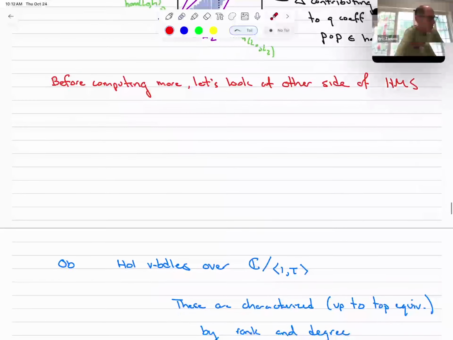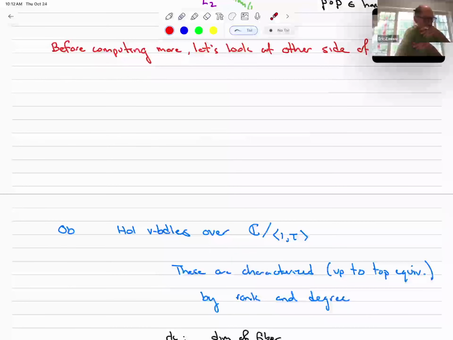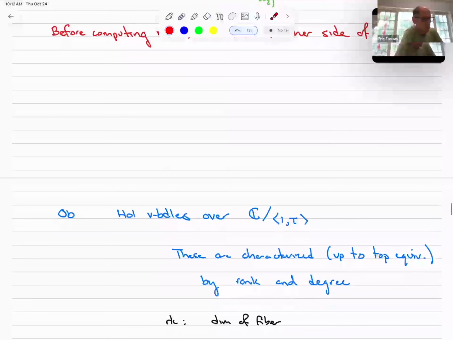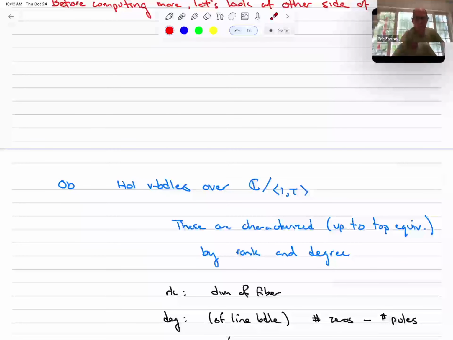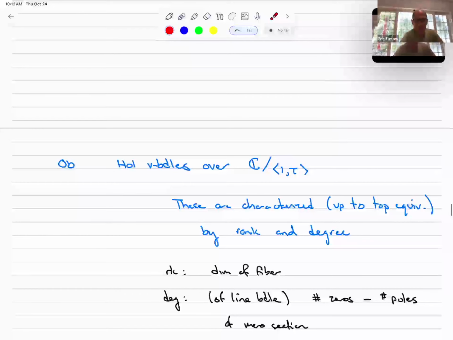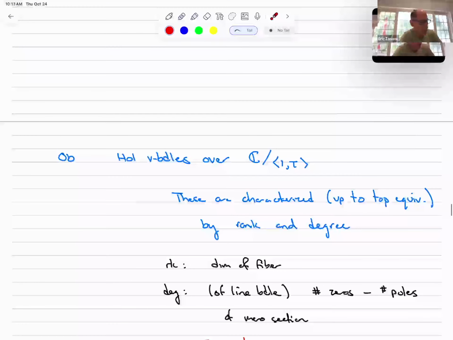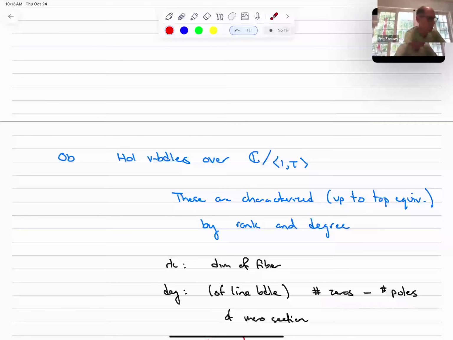The objects, as I said, are holomorphic vector bundles over this complex torus. These are characterized up to topological equivalence by their rank and degree. The rank of a vector bundle is just the dimension of this fiber V that I was talking about, so that's very easy to see. The degree, at least the degree of a line bundle, is easy to calculate. We can take it to be the following: write down a meromorphic section. I'll tell you what section means. Then it's just the number of zeros minus the number of poles.